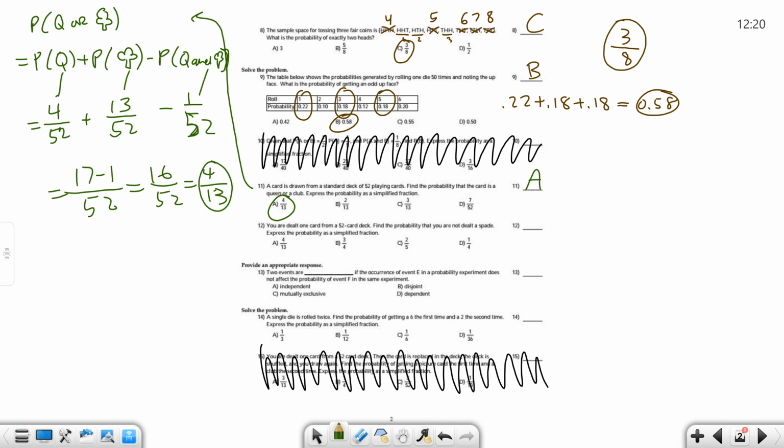All right, so find the probability that you are not dealt a spade. This is the idea of complements, okay? So the probability that it is not a spade is equal to the probability of a spade complement, not a spade. So that's going to be 1 minus the probability that it's a spade.